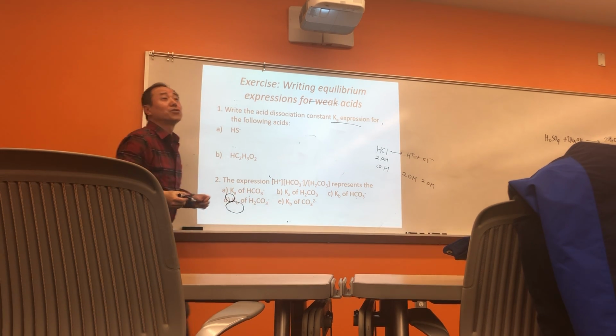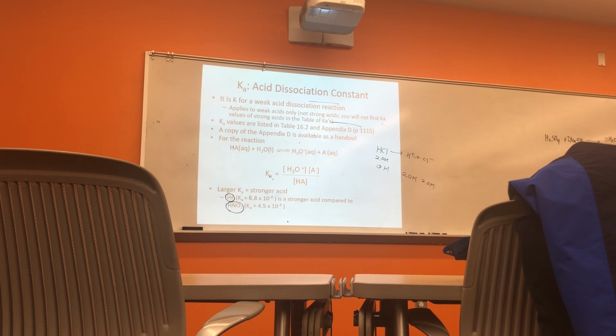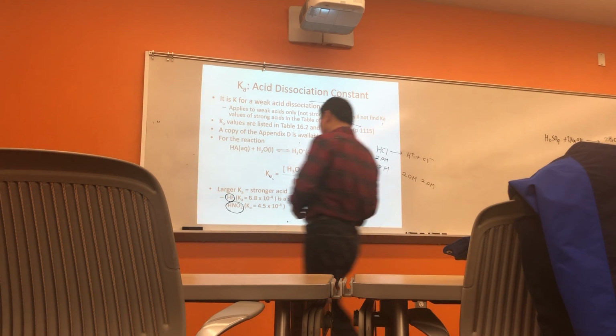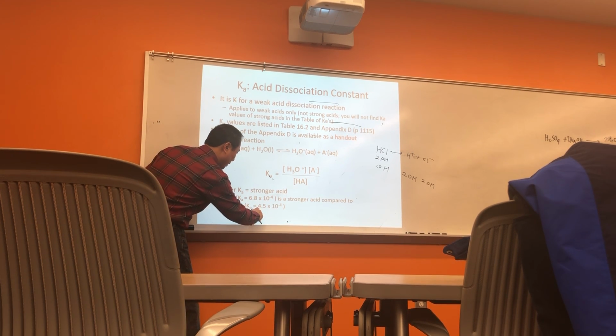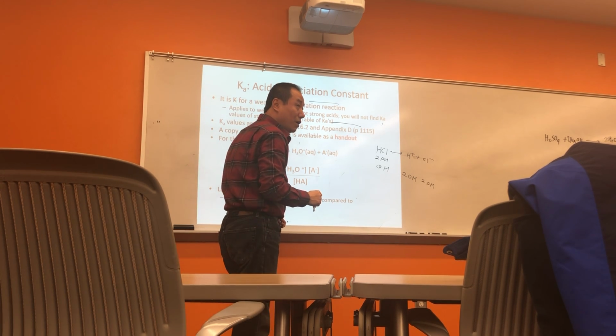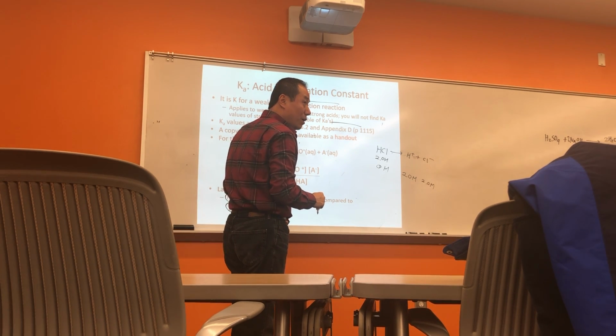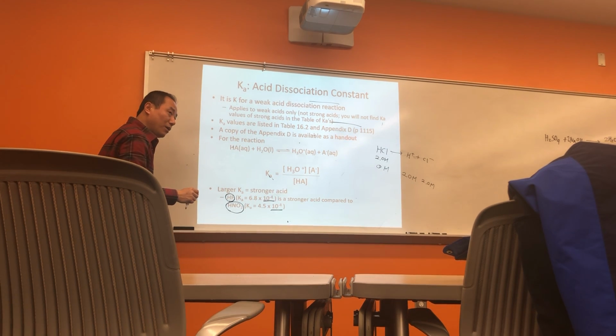I have a question on that one. Sure. When you said the one was smaller, you pointed to the one that was 4.5 times 10 to the negative 4. Is that a smaller number than 6.8 times 10 to the negative 4? Yeah, this one is smaller than that one. In terms of exponents, it's the same. Isn't it that the lower the pH, the stronger the acid?